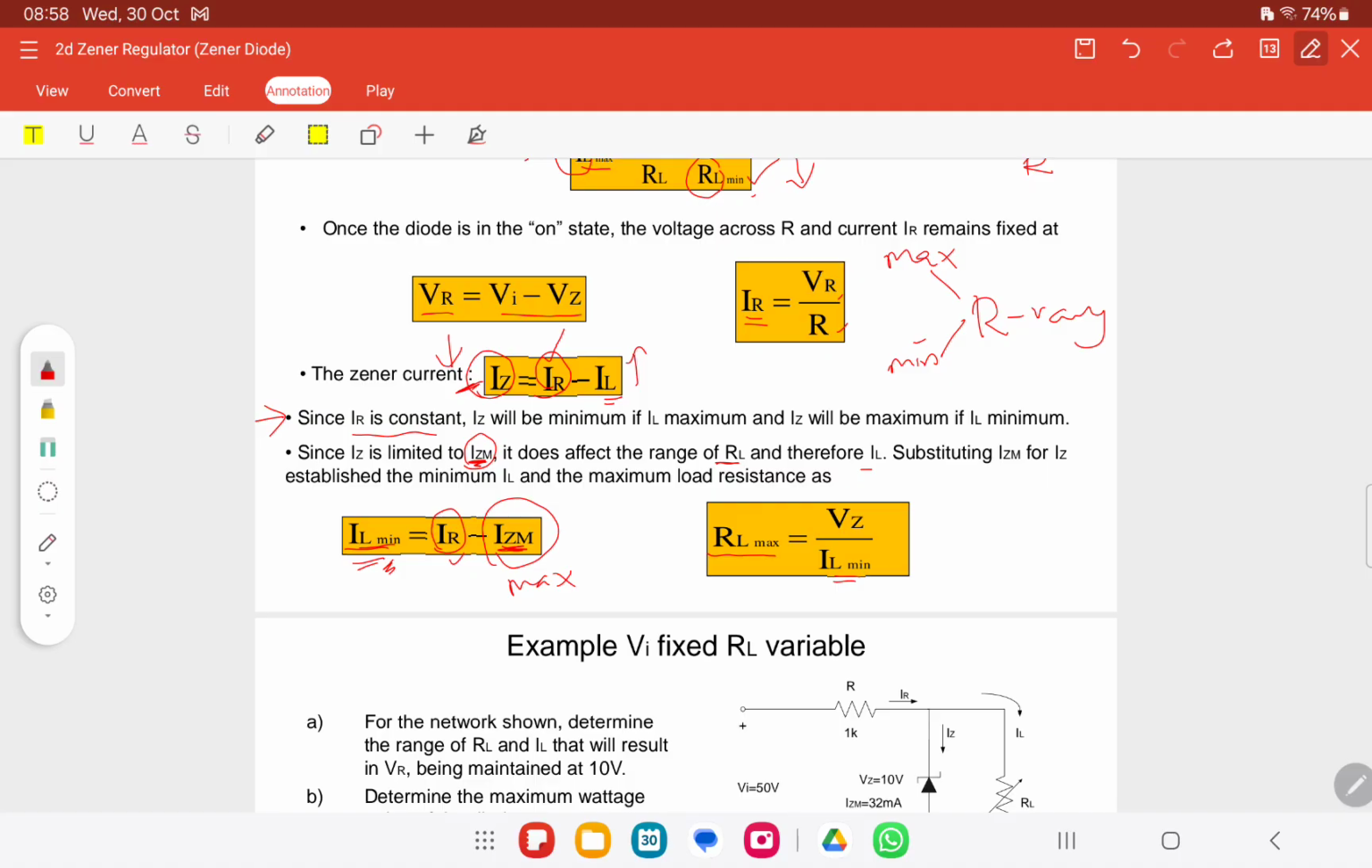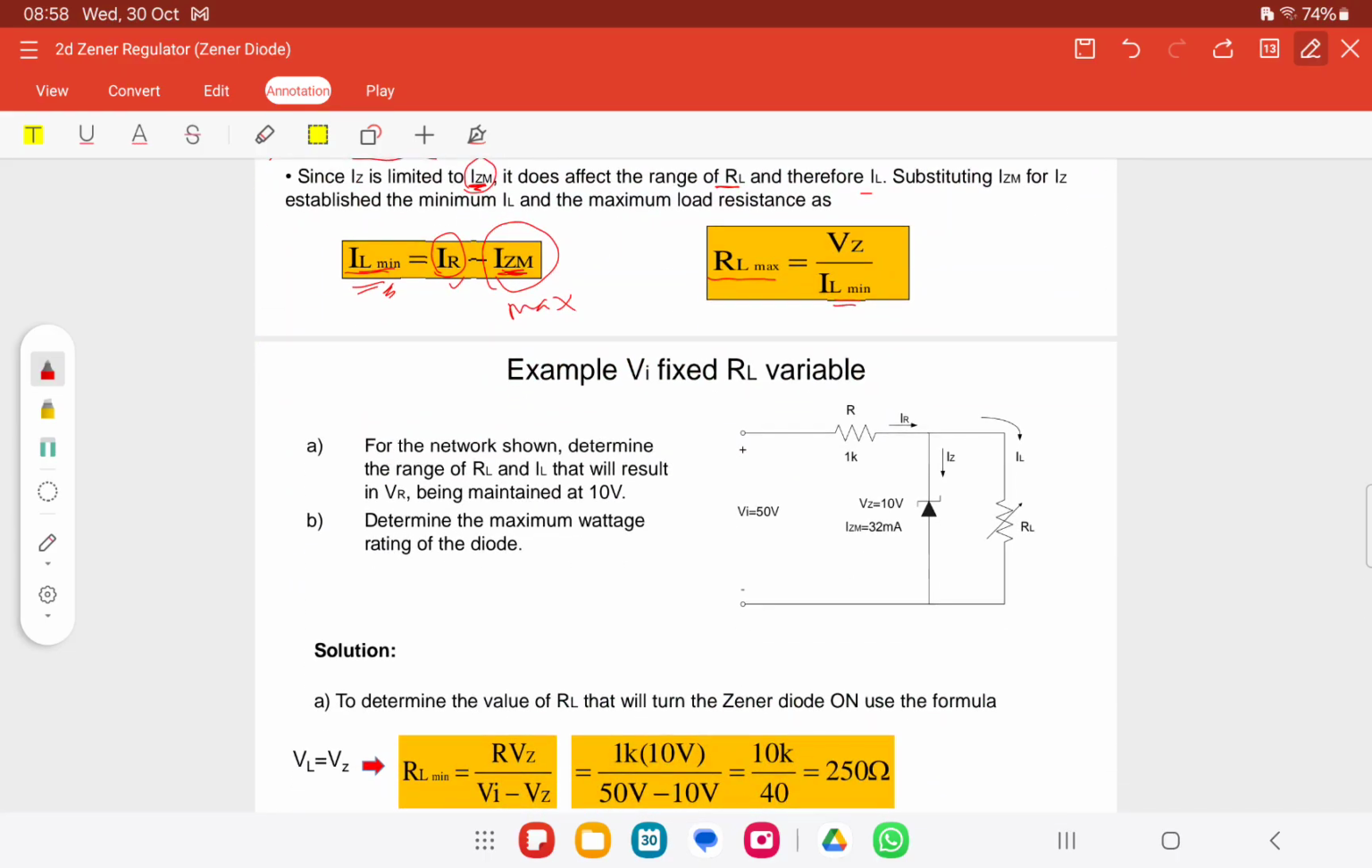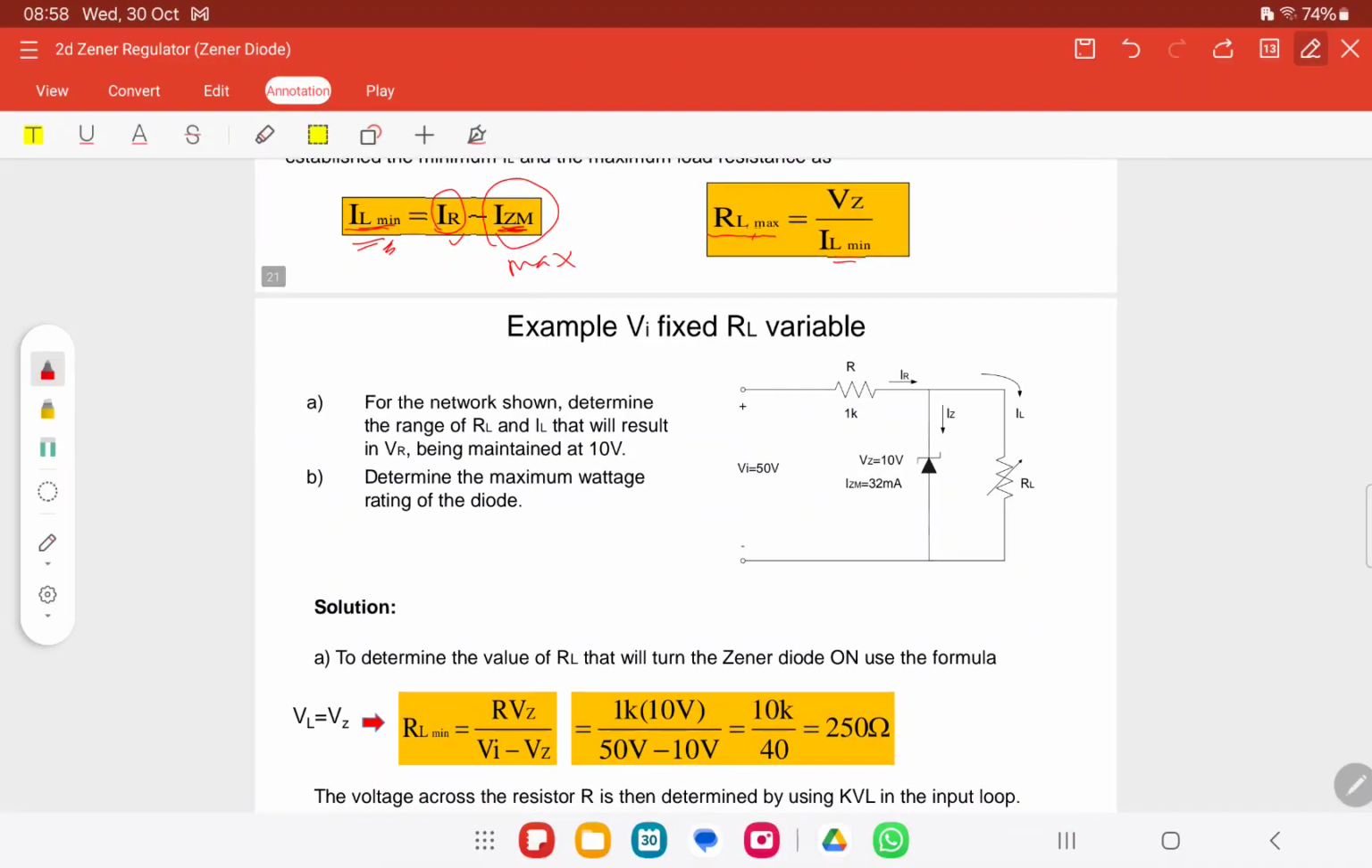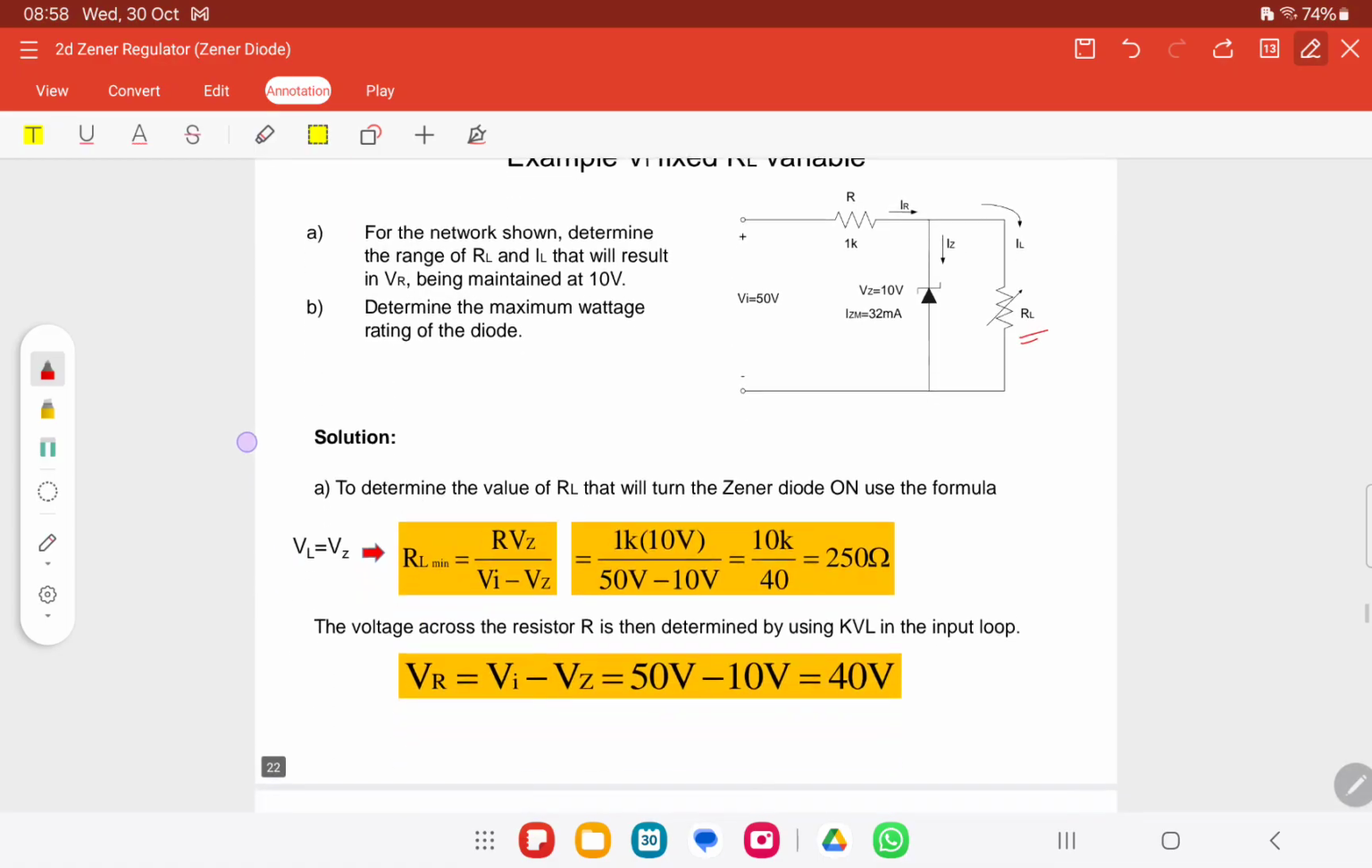Faham tak dia punya konsep pembahagian? Okay. Alright. So now we already get the RL max. Tadi dah dapat RL min. Kan? So itu je lah point dia untuk variable load resistor. Okay. This is one example.